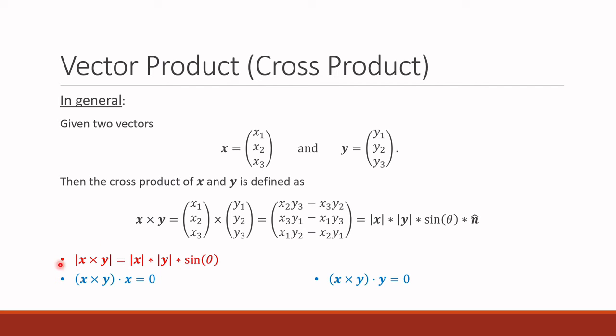The red part here tells you that the length of this new vector is just the length of x times the length of y times sine theta. The blue part here tells you that this new vector will be perpendicular to x, because when the dot product equals 0, it's perpendicular. Same for the y component, it will be perpendicular to the y vector. These are the properties of the cross product.